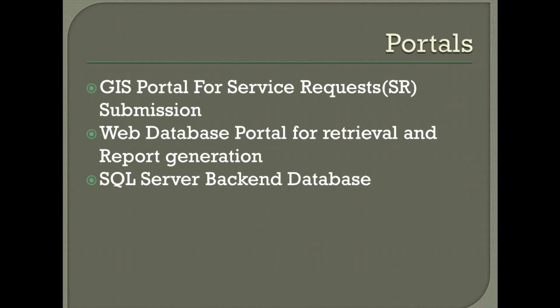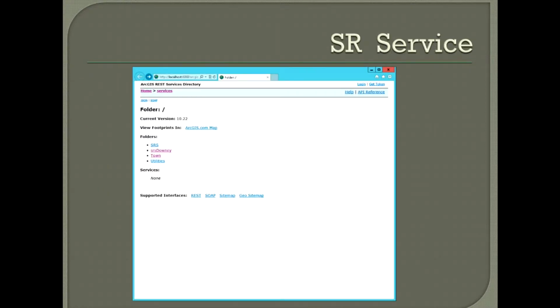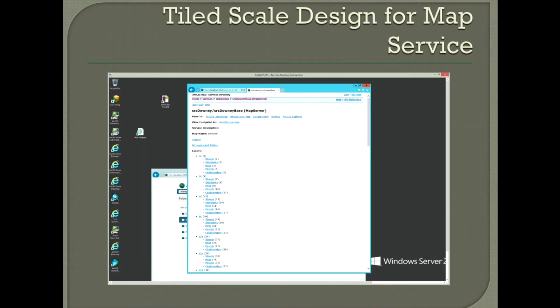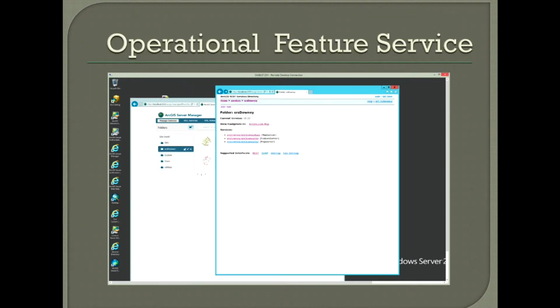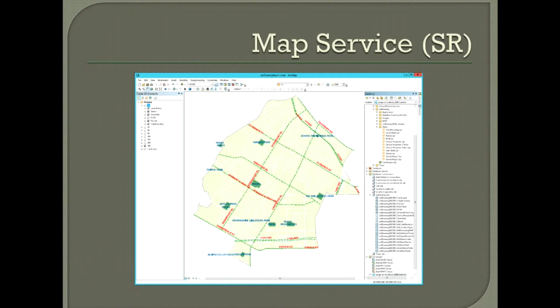The data is stored in SQL Server backend database tables. To accomplish the first part, the map services were designed using ArcMap with layers: city boundary, parcels, streets, right-of-way, and landmark layers. This slide shows the tiled scheme of cache generated at different levels of scale. The next slide shows that the service request point layer is designed and published as an operational feature service, and the next slide shows the extent of the map and the symbology published.